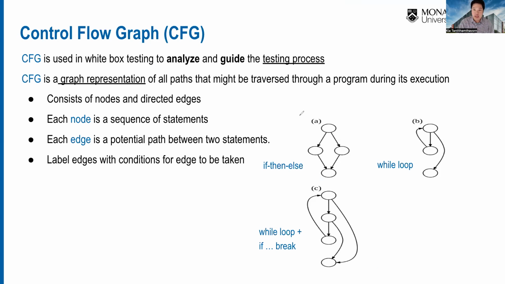If we look at a classic program structure, normally we will have if-then-else, or while loop, or for loop, that kind of thing, right? This is what we are very familiar with. If-else, think about branch coverage or decision coverage, right?